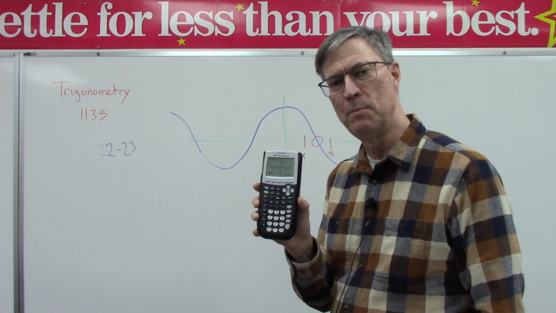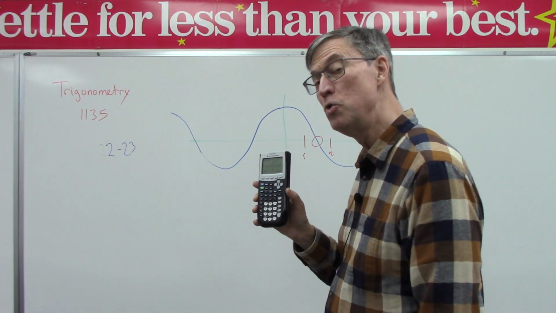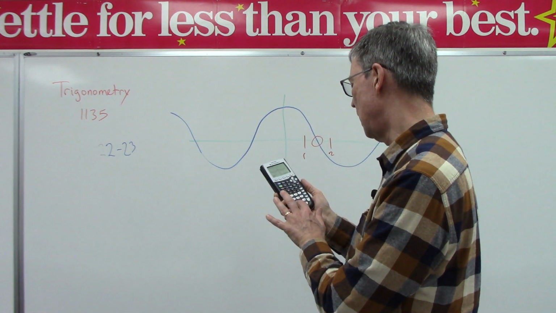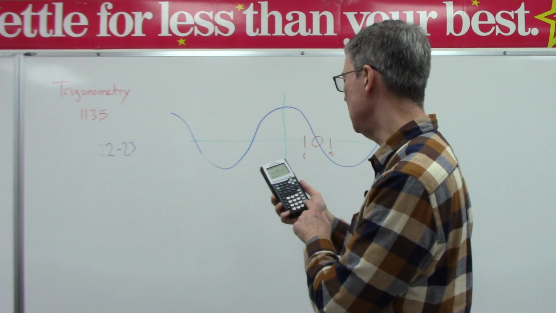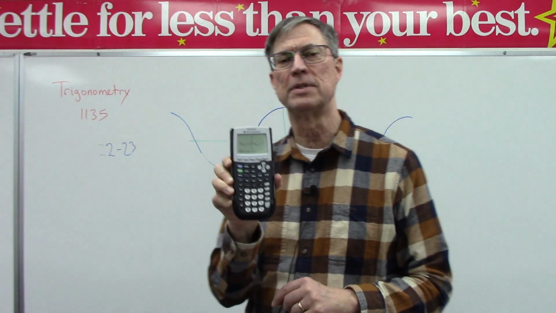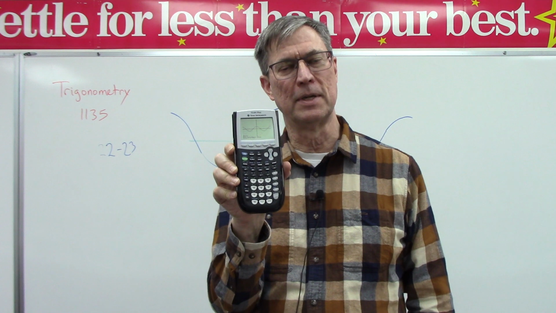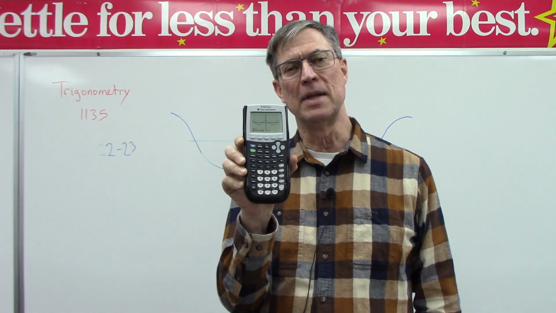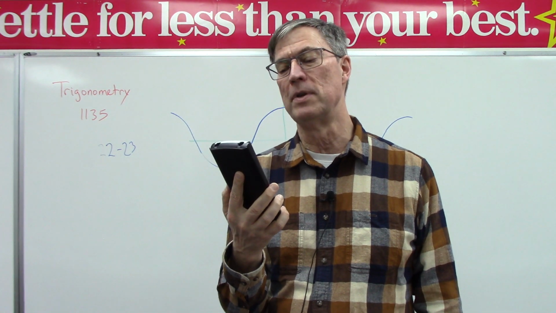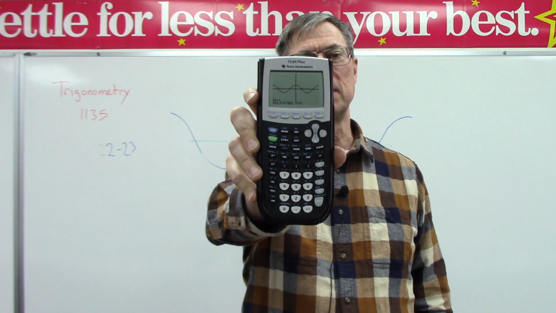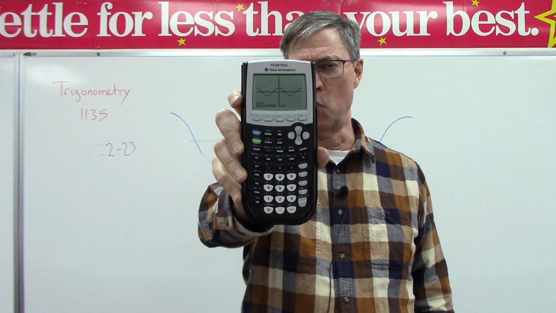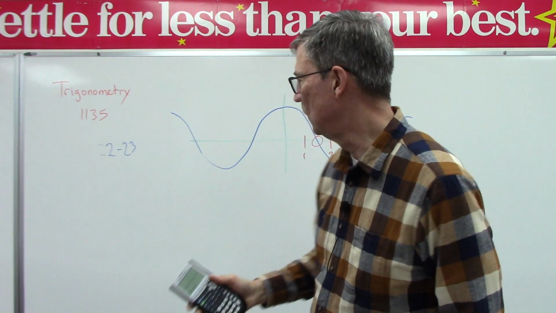And then it plays a game with us. It says, what do you think it is? So I'm going to guess 1.5 and hit enter. Then it tells us the actual value. After we guess it, we can see that the actual x value is 1.5707963, but the key is that the y value right there is 0. That's what we were looking for.